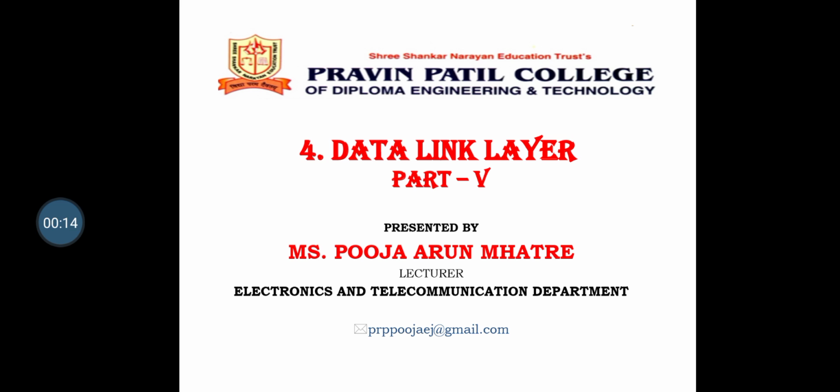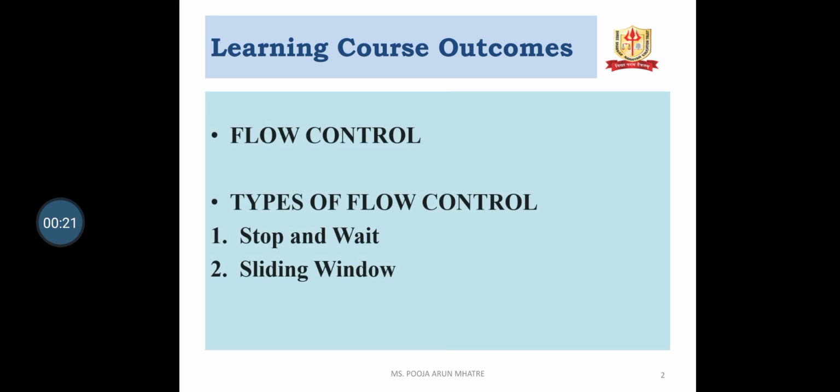Today's topic is CND, chapter number 4, Data Link Layer Part 5. The learning course outcomes are flow control, types of flow control, stop and wait, and sliding window.